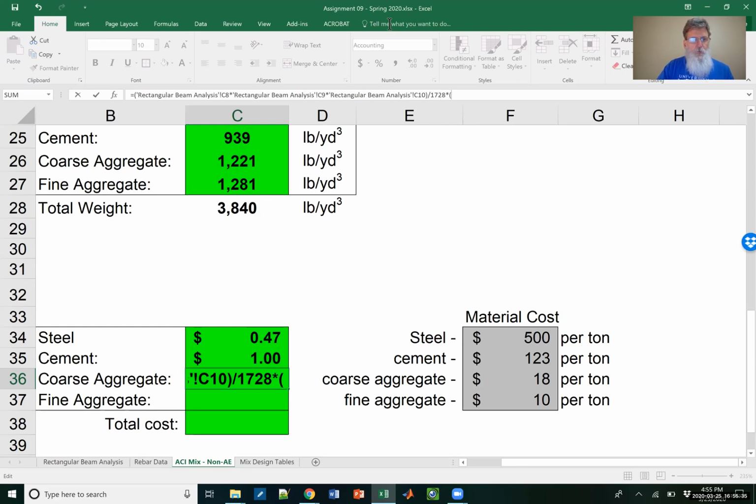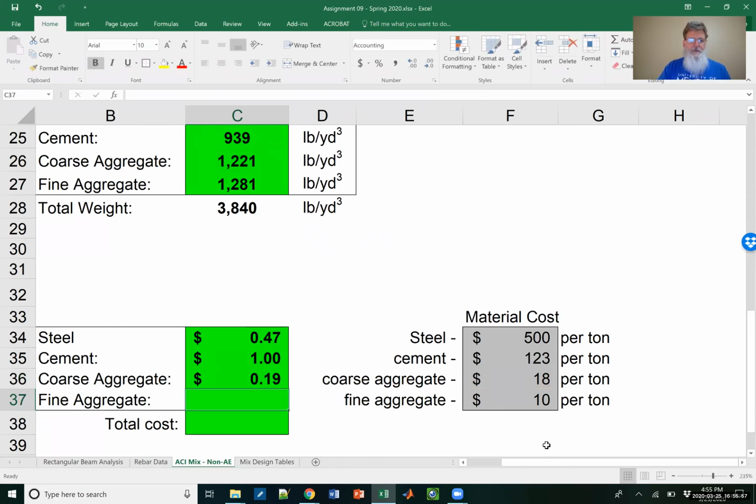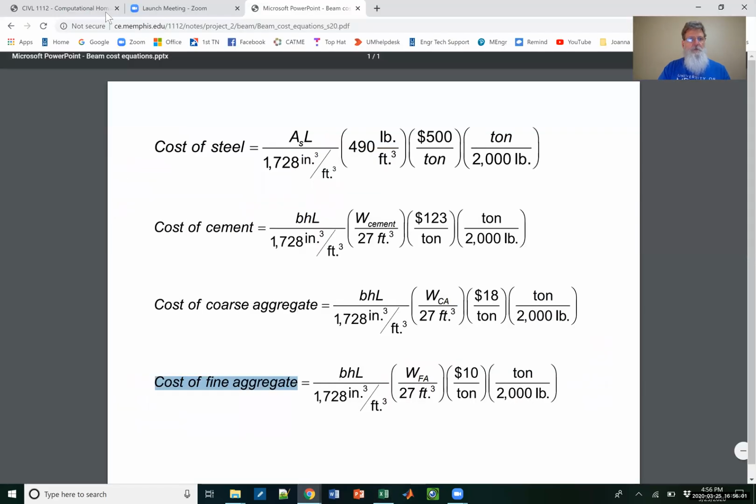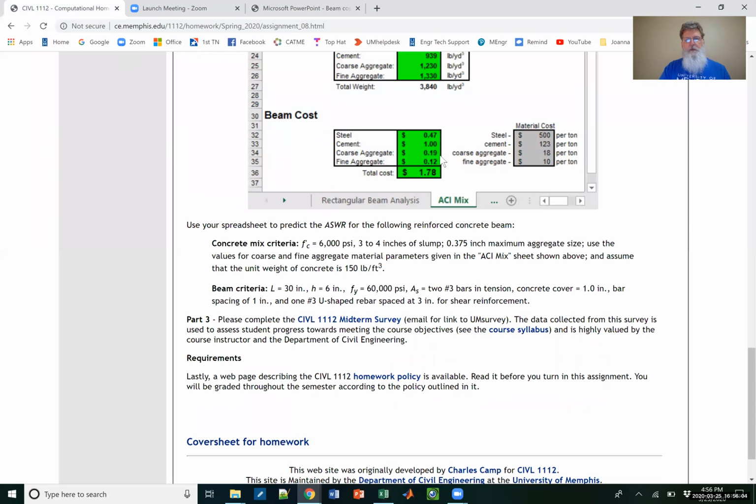So I'm going to take the weight of coarse aggregate, which is here in C26, 1221, divided by 27. That'll get it to cubic feet. And then times the unit cost of coarse aggregate is here, $18 a ton. That's in F36. And then divided by 2,000. And I got 19 cents. Let me flip back over and see if that looks reasonable. Yeah, 19 cents. That's the same value I got before.